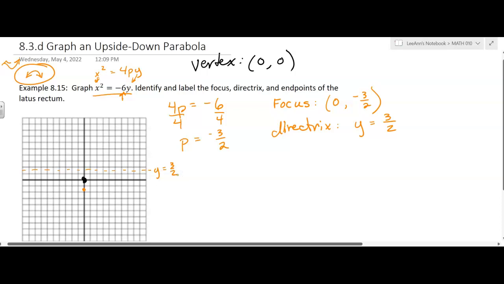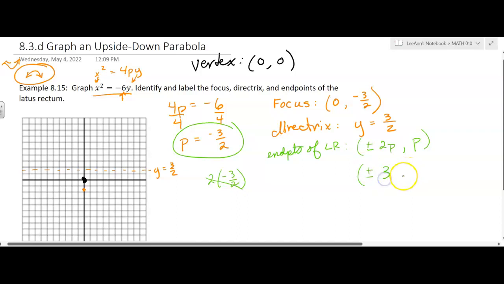Now we need those end points. Okay, so the end points of the latus rectum, well, those are going to be equal to plus or minus 2p, comma p. And we know what p is. We found that right there. So now you're going to have to double it. Now the fact that it's negative, that's okay because you've got the plus or minus anyway. So the 2's are going to cancel. So our endpoints are going to be plus or minus 3, comma, negative 3 over 2.